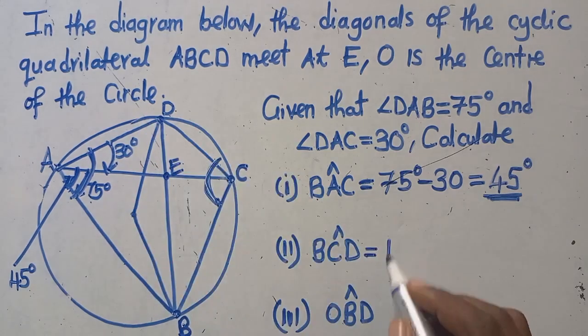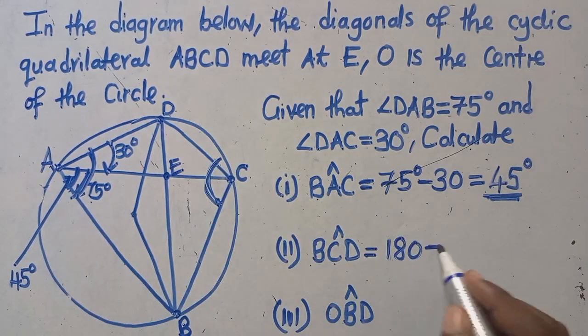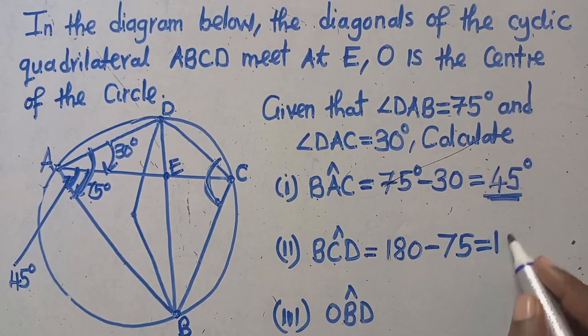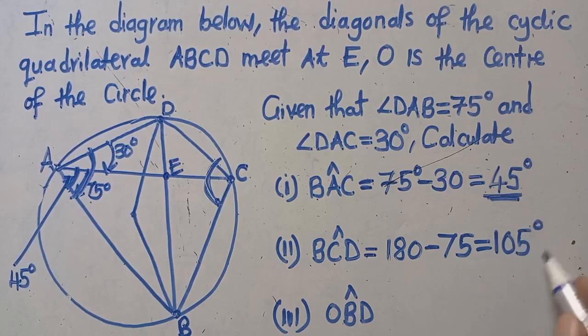So for us to find BCD, we just need to say 180 minus the 75 that was given there. We are going to get 105 degrees. So the answer is 105 degrees. That's how we need to answer that one. I guess you are able to see how I'm answering these questions. This is how you are supposed to answer them. You get to use properties of a circle. So we are using properties of a circle to answer this particular question.